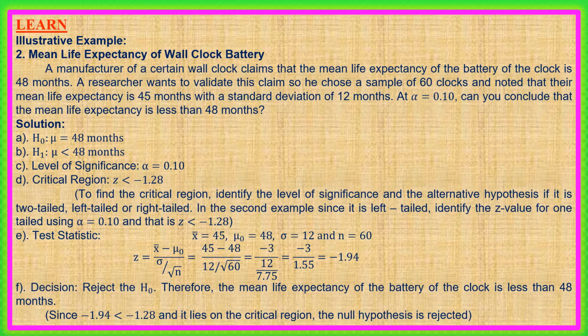So, since negative 1.94 is less than negative 1.28 and it lies in the critical region, therefore we reject the null hypothesis. So our decision is reject the null hypothesis and therefore conclude that the mean life expectancy of the battery is less than 48 months.